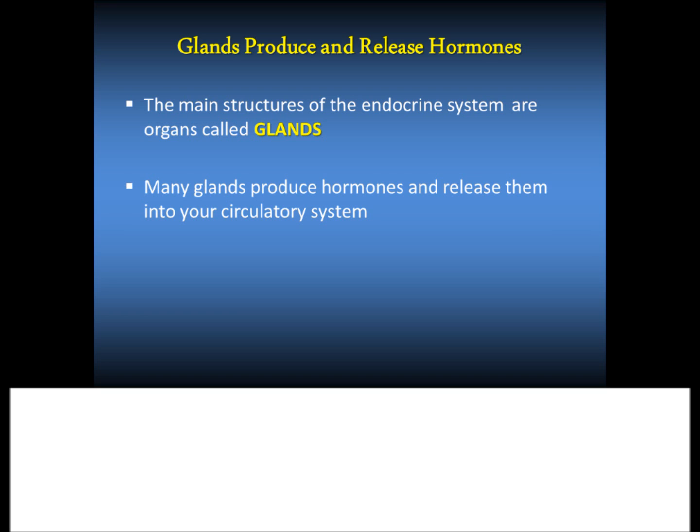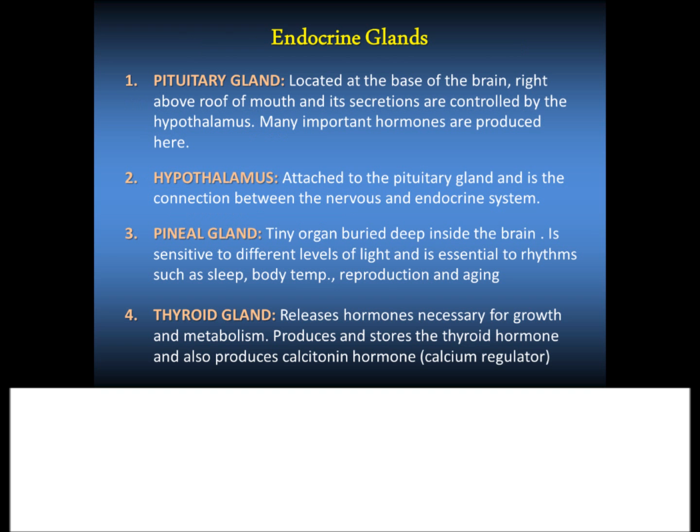Glands produce and release hormones. So in the endocrine system, we said hormones are released, but where are they released from? They're released from organs known as glands. And many glands produce hormones and release them into your circulatory system, which, if you recall, includes all the blood vessels. So that's arteries, veins, and capillaries.